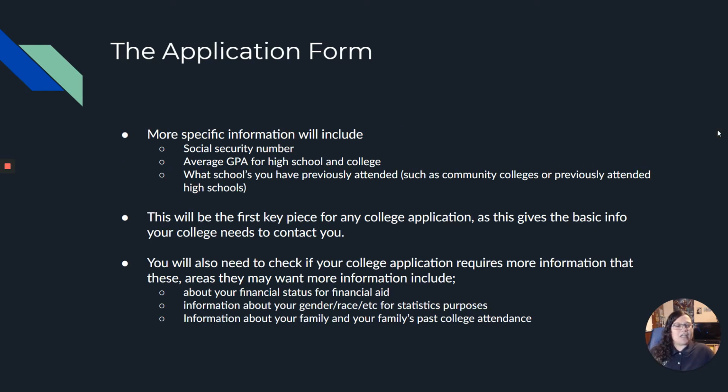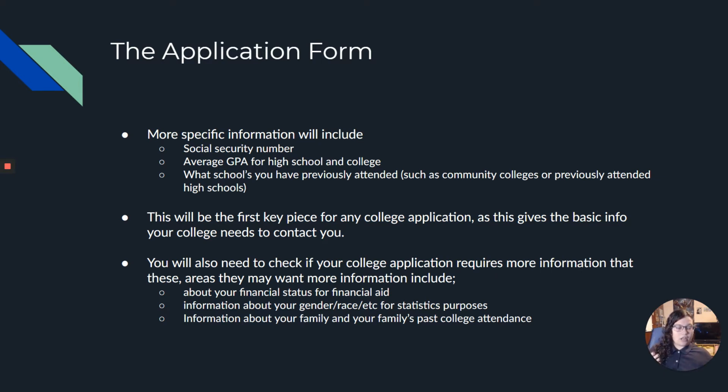More specific information that they will include things like social security numbers, average GPA for high school and college, what schools you've previously attended, whether that be, I was homeschooled, so I didn't attend any, or I've attended a previous high school, but then became homeschooled.